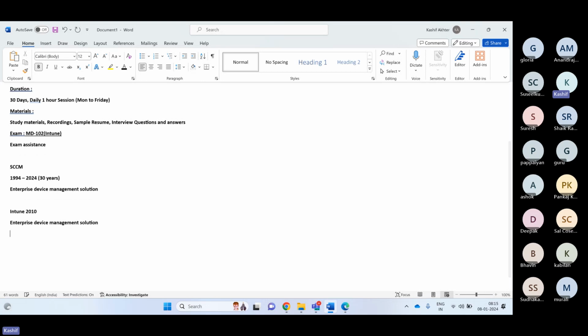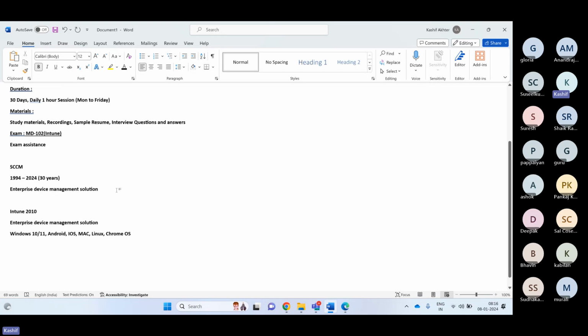So what all devices can you manage? You can manage Windows 10, Windows 11. You can manage Android, then iOS, then iPad, I mean Mac OS. Then you can manage Linux operating system, then Chrome OS, right? These are the operating systems you can manage from Intune.